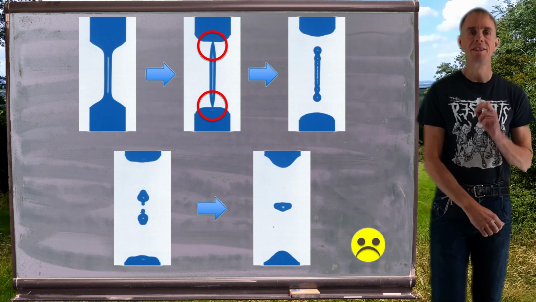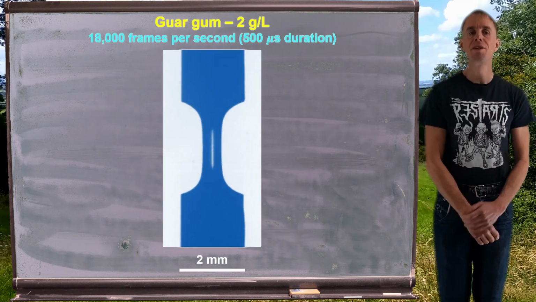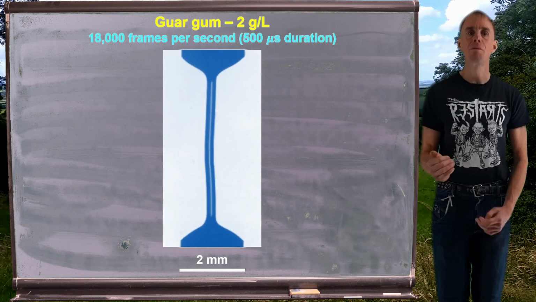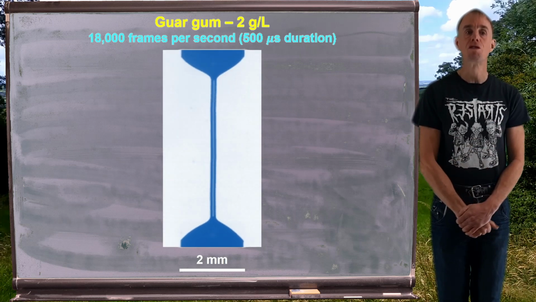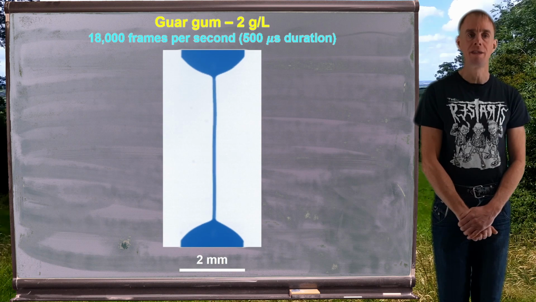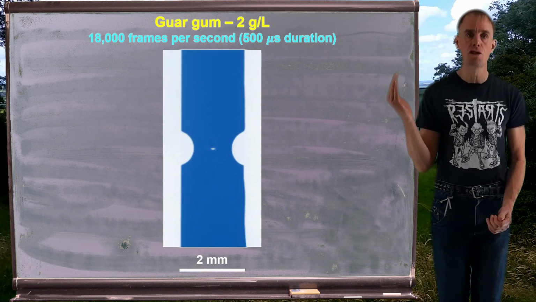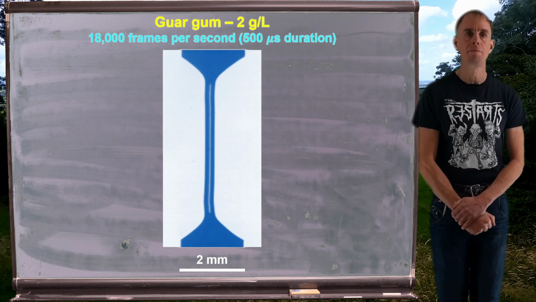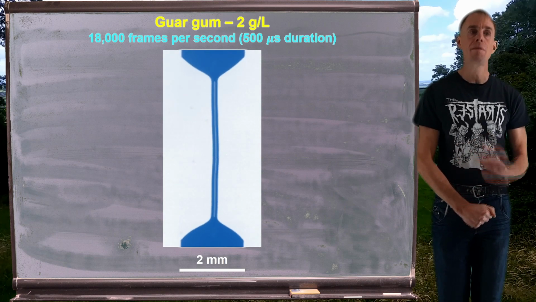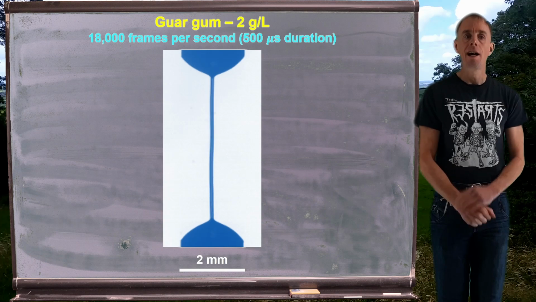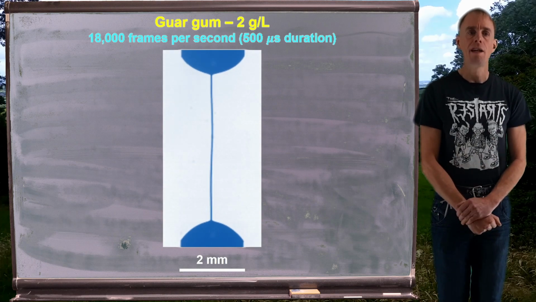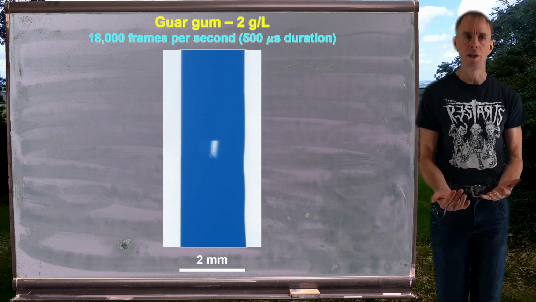Let's look next at a fluid that does form a filament and where capillary thinning rheometry can give us very useful data. This is a solution of guar gum. It's a dilute solution of guar gum at 2 grams per litre. The frame rate of the video is the same, 18,000 frames a second, and the entire filament thinning process is finished in about half a millisecond or thereabouts.